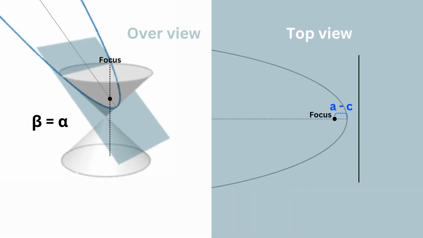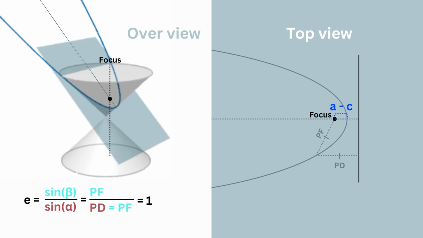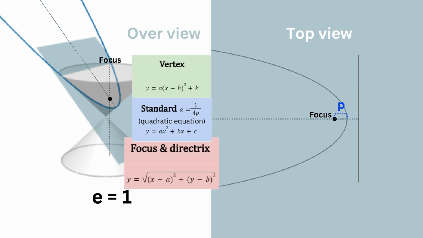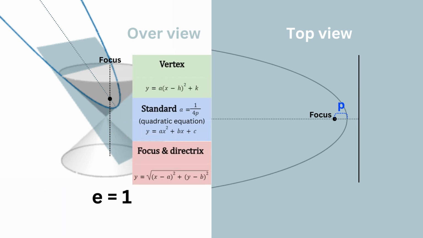Parabola. Angle beta equals alpha. Sine of angle beta equals sine of alpha. Line PF equals PD. Lines a and c go to infinity. There are three commonly used equations.